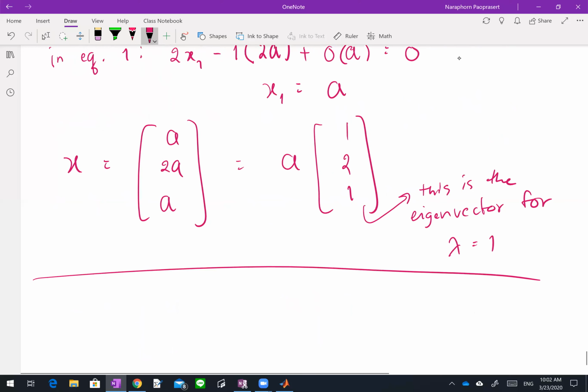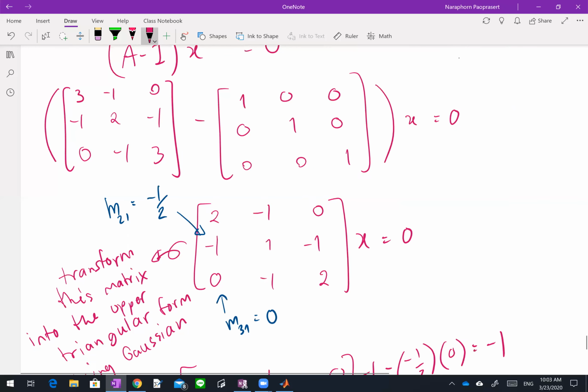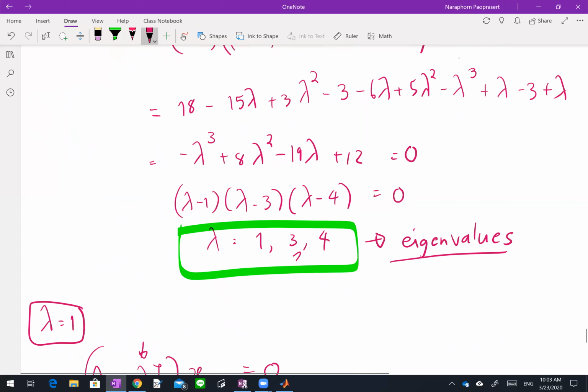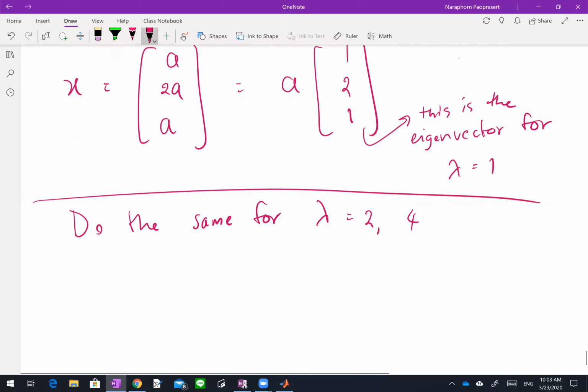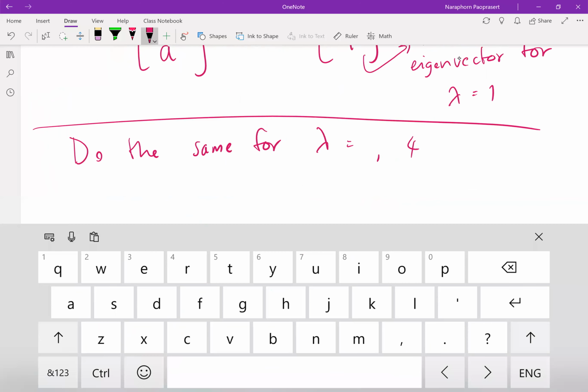So you just have to do the same thing for lambda equals 3 and 4. You can do it for practice. I'm not going to show you in this lecture.